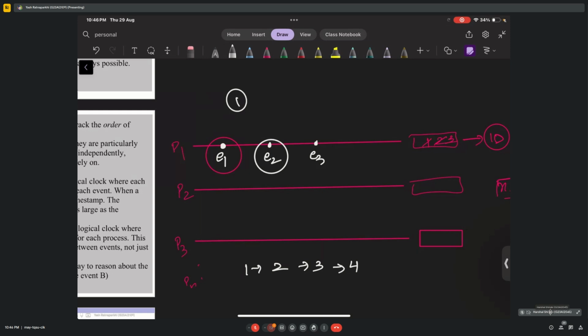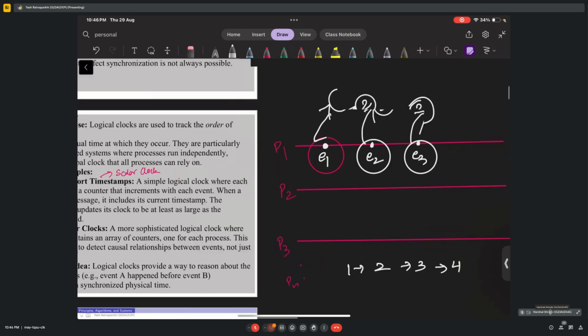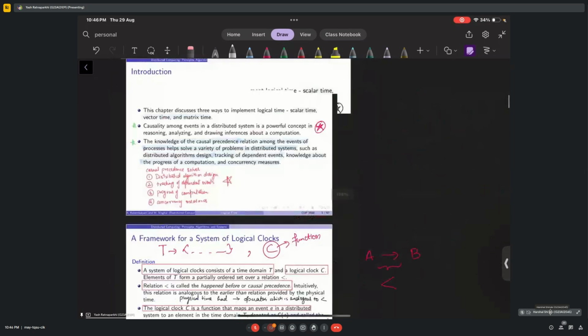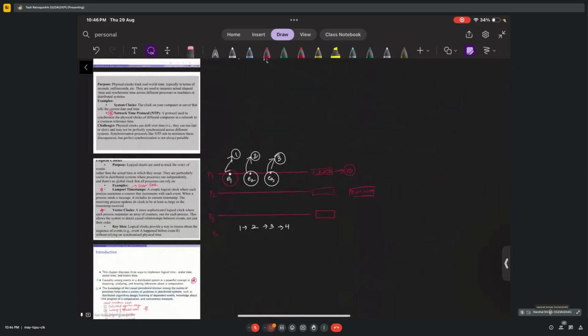This has another timestamp 2. This has another timestamp 3. So what this logical clock is doing, it is mapping all the events to the timestamp. As easy as that. Other than that, this logical clock is doing nothing. That's what is provided here. I'll bring this down so that it will be used as reference.